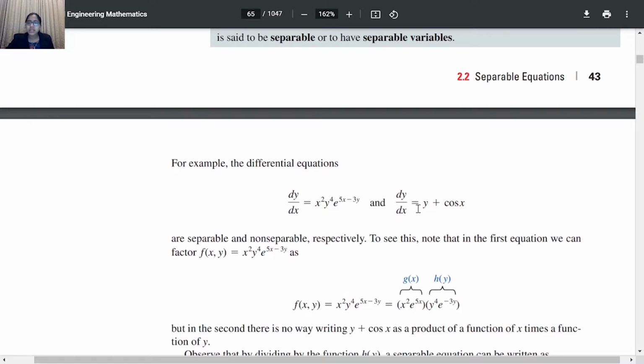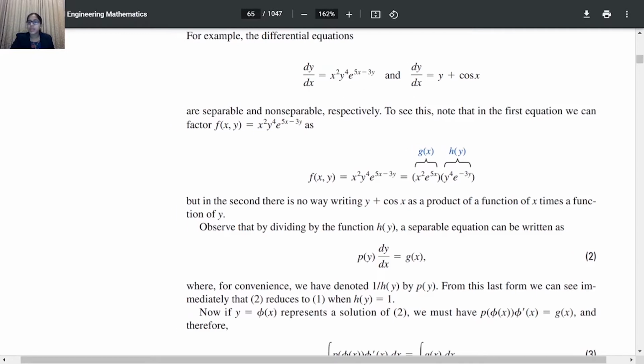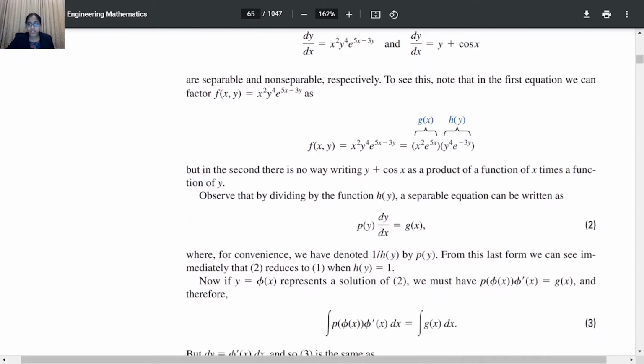Second one is dy by dx is equal to y plus cos x. Is there any way of forming the differential equation in the desired form? There is no way to separate this into a function of y times a function of x. It cannot be considered as a product of functions, so we cannot write it in that manner. So that is not a separable equation. The first one is a separable equation and the second one is not a separable equation.